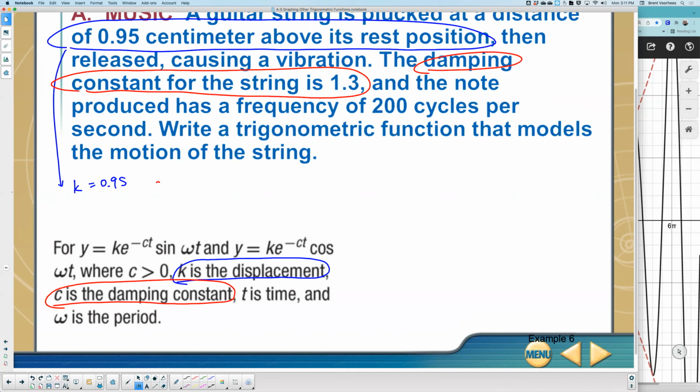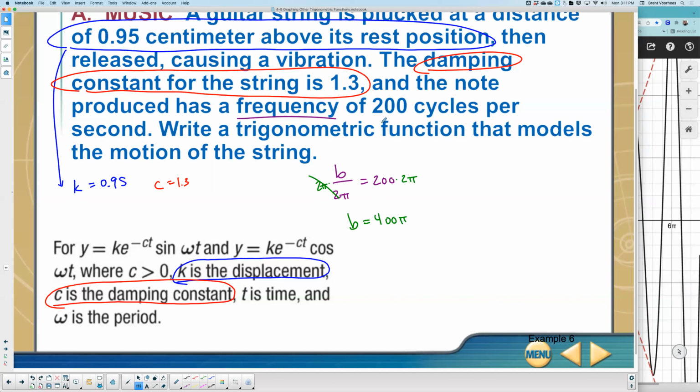There we go. So C is 1.3. And it says the note produced has a frequency. Okay, you remember frequency? Frequency came from the formula B divided by 2 pi. B divided by 2 pi is 200 cycles per second. And so I could solve for my B here just by doing the opposites. This says divide by 2 pi, so I'm going to multiply by 2 pi. So we can find out that the B value here is 400 pi.